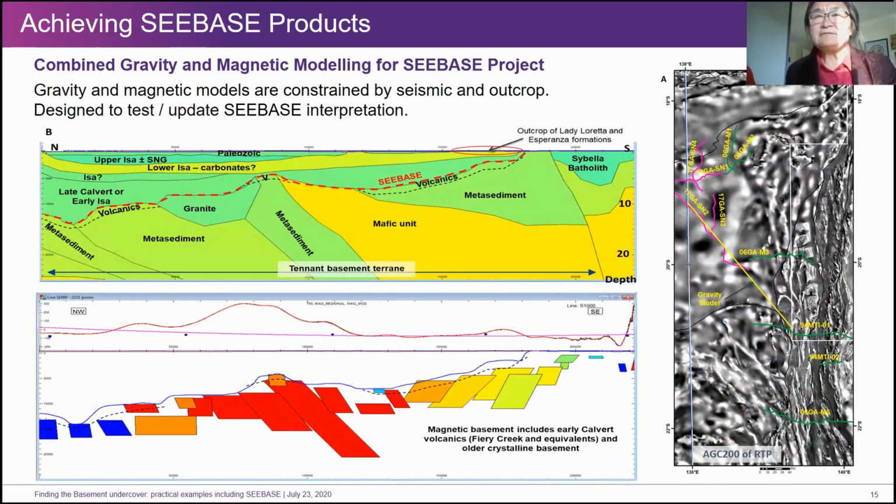So here I have given one example. This one is included in the Northwest Queensland SEEBASE project. We used gravity and magnetic modeling, constrained by seismic and outcrop, to test and upgrade the SEEBASE interpretation. I worked on this with Karen, and we have produced these results. The bottom is the magnetic basement, and the top is the gravity modeling. The red dashed line is SEEBASE, and here it shows in the thick blue lines.